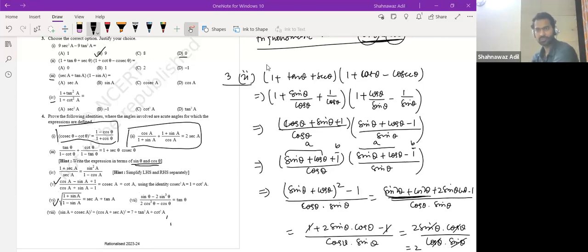So what is this written? Sine square theta plus cos square theta plus 2 sine theta into cos theta. a plus b whole square, right? a square plus b square plus 2ab. So this is 2 sine theta into cos theta, and in the last we have minus 1.